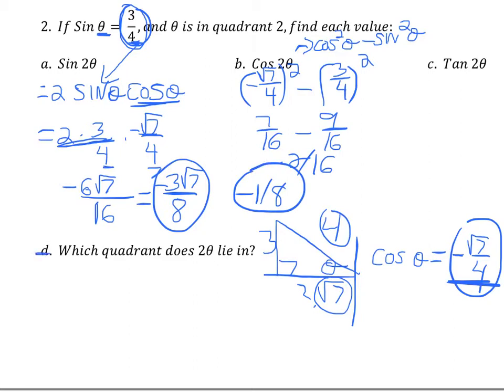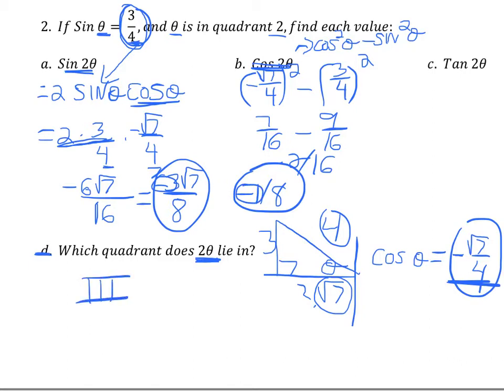Now I'm going to skip down to this. I know the answer to this question. I know that theta is in the second quadrant. If you double theta, this question asks which quadrant that is in. Well, I figured out sine of 2 theta is negative. Cosine of 2 theta is negative. Sine and cosine are negative in the third quadrant.